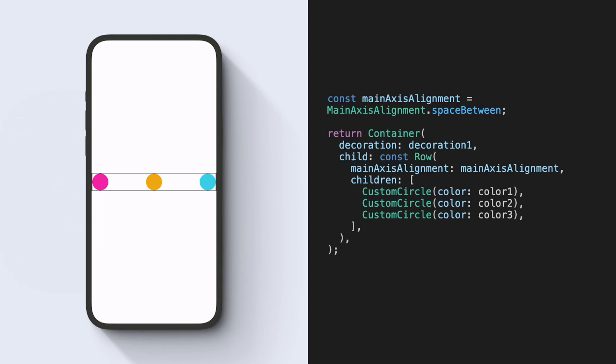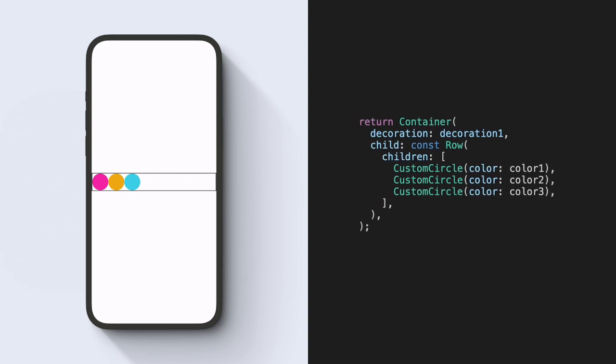As we did before, the alignment space between adds free space evenly between the children. The alignment space around adds free space evenly between the children, and additionally adds half of that space before and after the first and last child. And finally, the alignment space evenly adds free space evenly between the children as well as before and after the first and last child. Let's continue with the property cross-axis alignment.